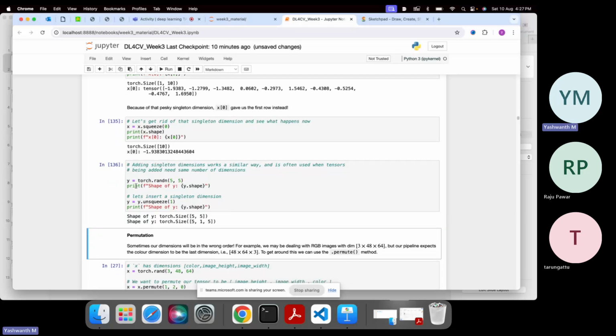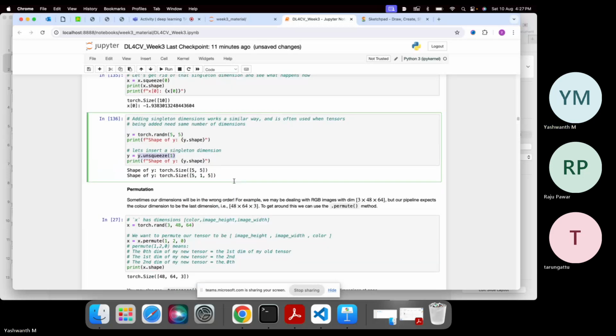So here we create a 5 cross 5 tensor from a random normal distribution, and we want to unsqueeze this. We want to append one more dimension. We can specify that by using unsqueeze, where you specify which dimension you have to put it in. So it creates an extra dimension at the specified location, in the first location, basically.